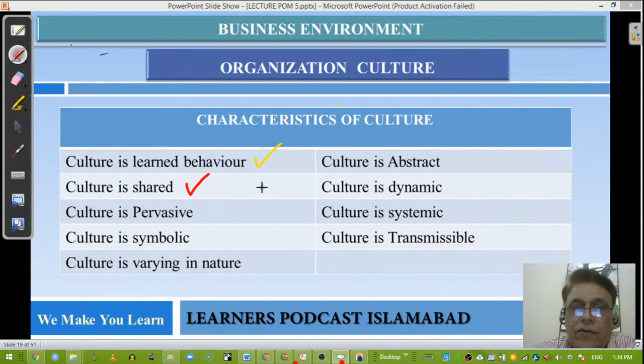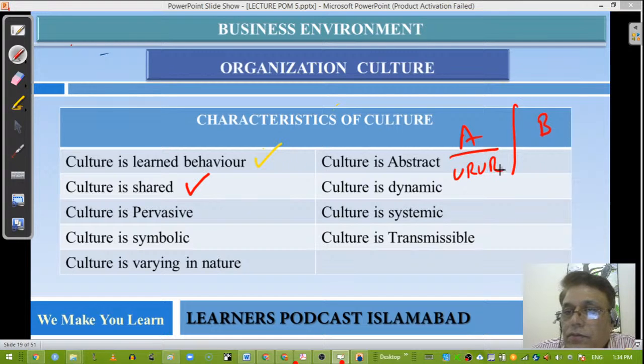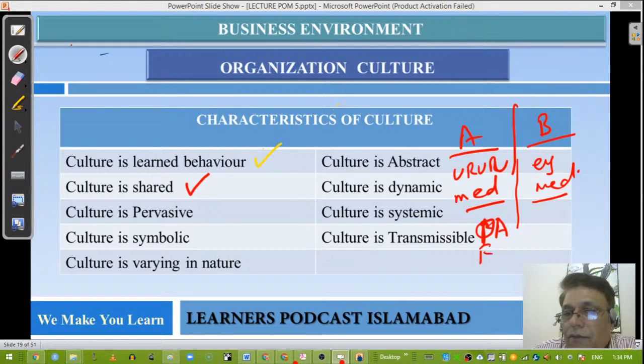I can give you a very good example here. For example, if there are two sections, section A and section B, and one is composed of students who came from Urdu medium school, Urdu medium background, and the other is from English medium background, or you can say they did FA, FSC, or matric, following the matric system, and the others have O level and A level.